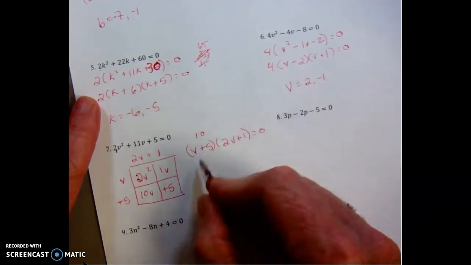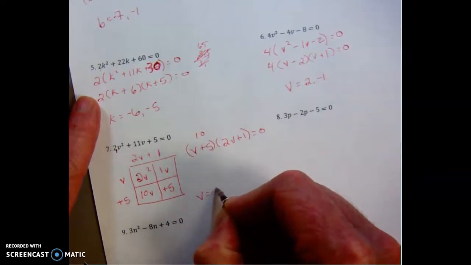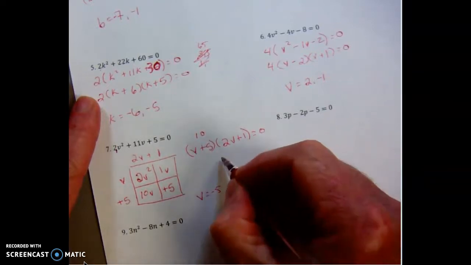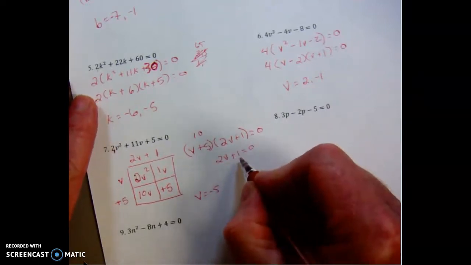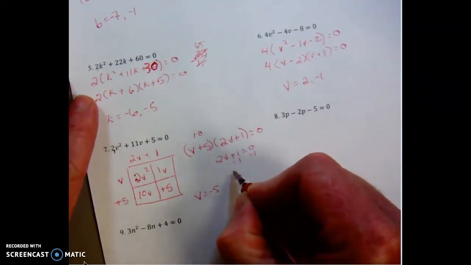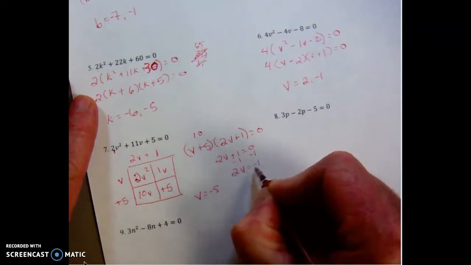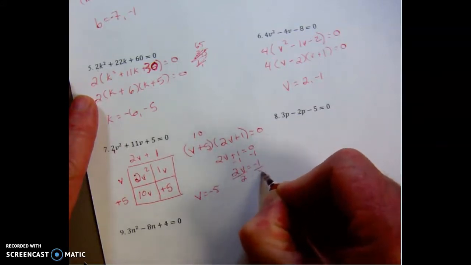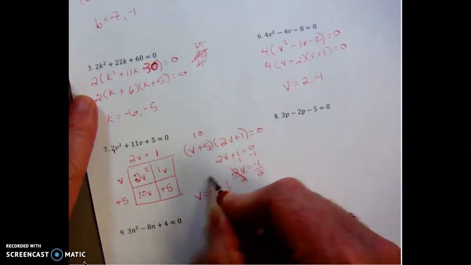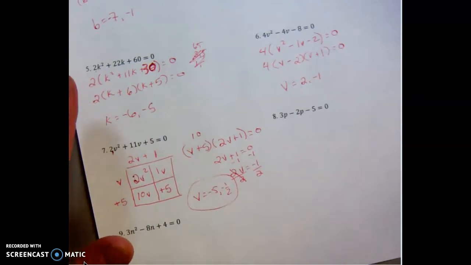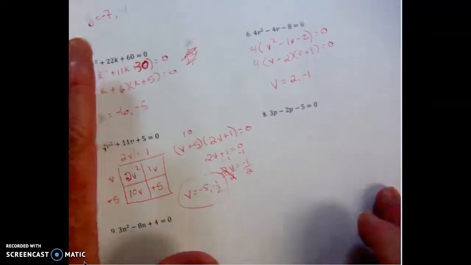Well, the v plus 5, that's easy. So v equals -5, just switch the sign. 2v plus 1's a little tougher. I may have to write that out. I'll subtract the 1. 2v equals -1, and then I'll divide by 2. So v equals -1/2. There's my 2 answers on that one. Let's try that again.